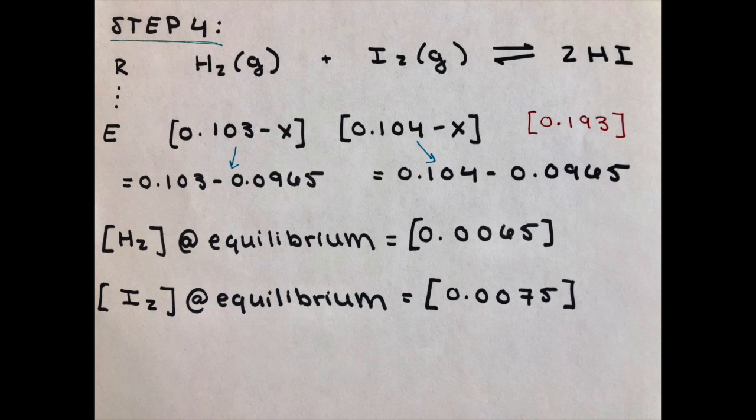To solve for our equilibrium concentrations of the reactants, we must go back to our rice table. We then plug in X in our equilibrium equations that were derived from adding together our initial values to our change in variables. Our equilibrium concentration for hydrogen is 0.0065. Our equilibrium concentration for iodine is 0.0075.